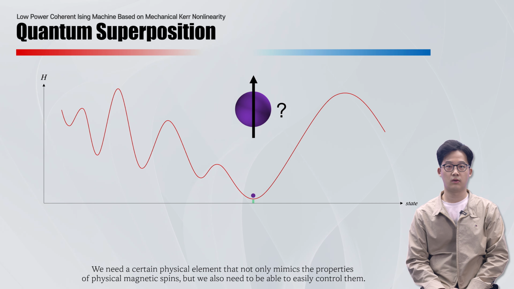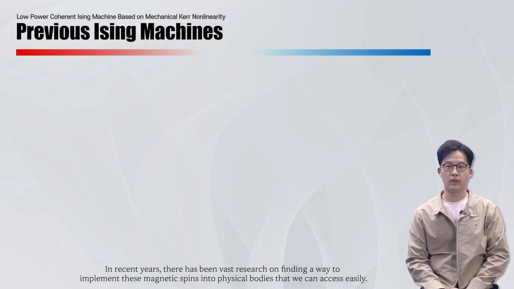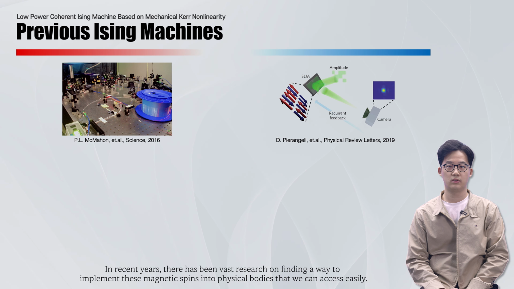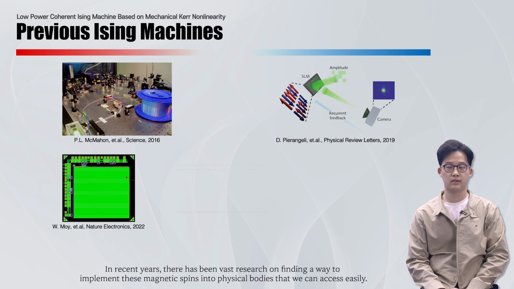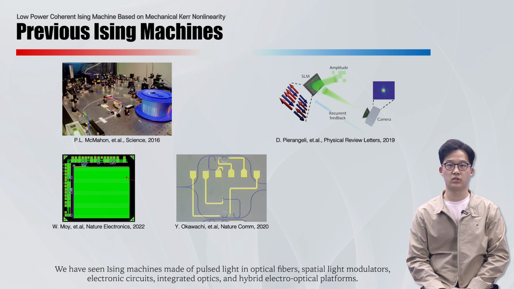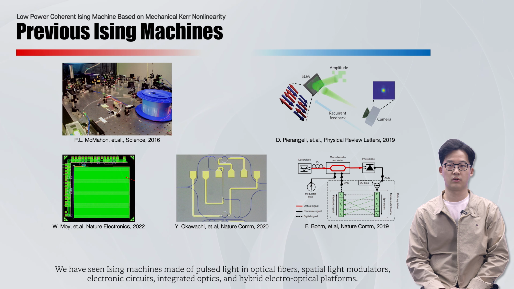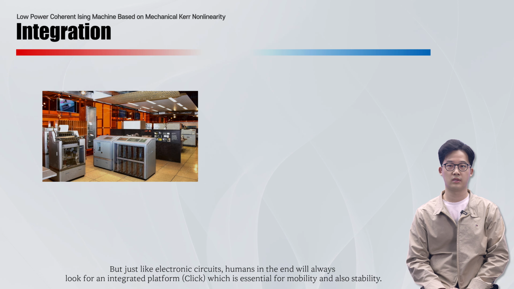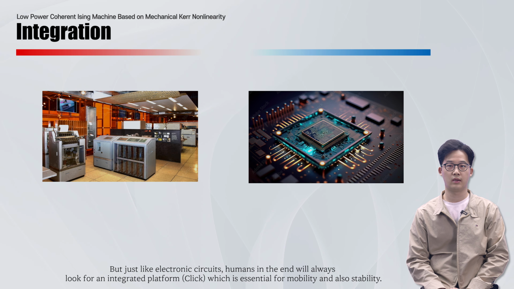We need a certain physical element that not only mimics the properties of physical magnetic spins, but that we can also easily control. So in recent years, there has been vast research on finding a way to implement these magnetic spins into physical bodies that we can access easily. We have seen Ising machines made of pulsed light in optical fibers, spatial light modulators, electronic circuits, integrated optics, and hybrid electro-optical platforms. We can see that each method possesses a unique and interesting way to solve the Ising model.